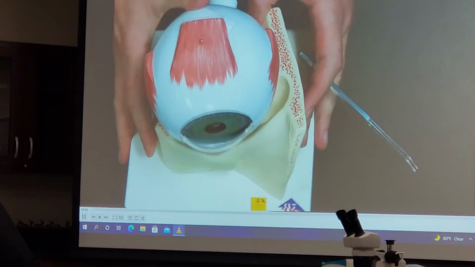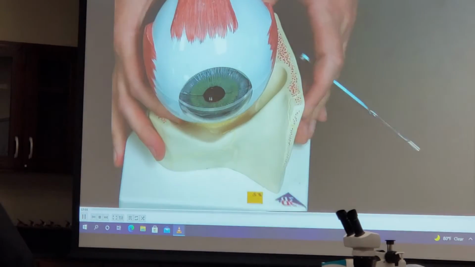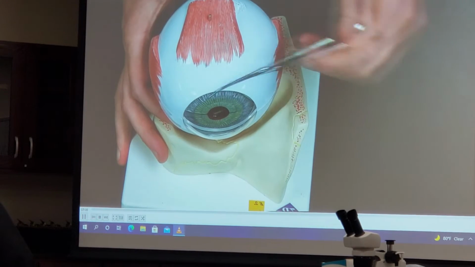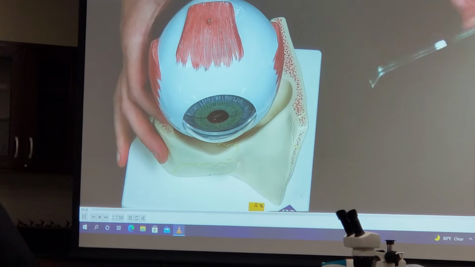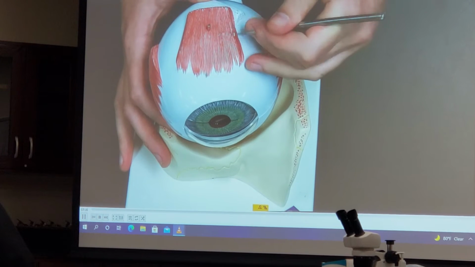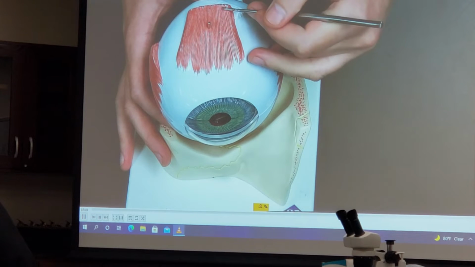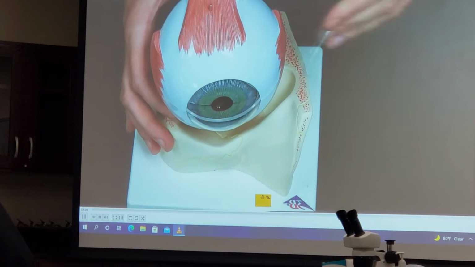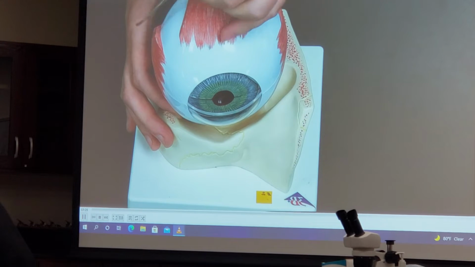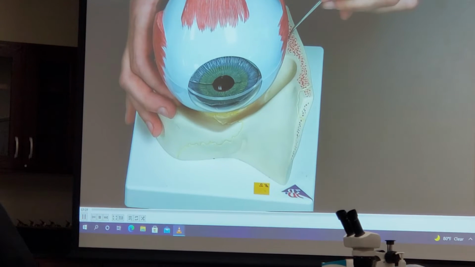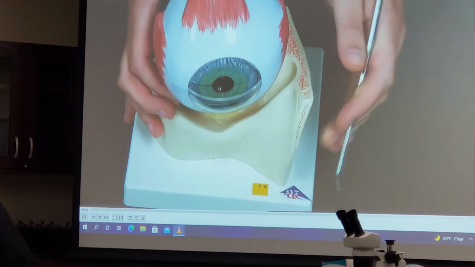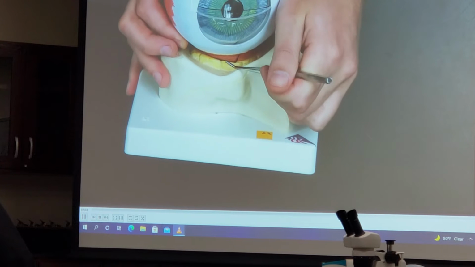So here we can see the extrinsic eye muscles that are going to be attached to the sclera, this outer fibrous portion of the eye. This is going to be the superior rectus. It's going to be straight. This is the lateral rectus, also straight. This is the medial rectus. And then this is the inferior rectus.